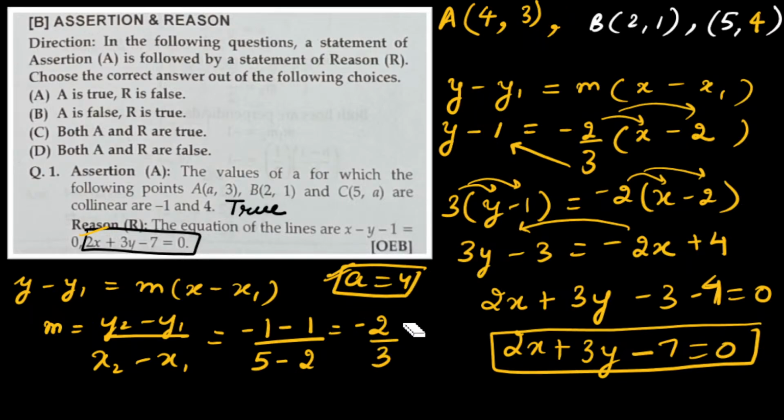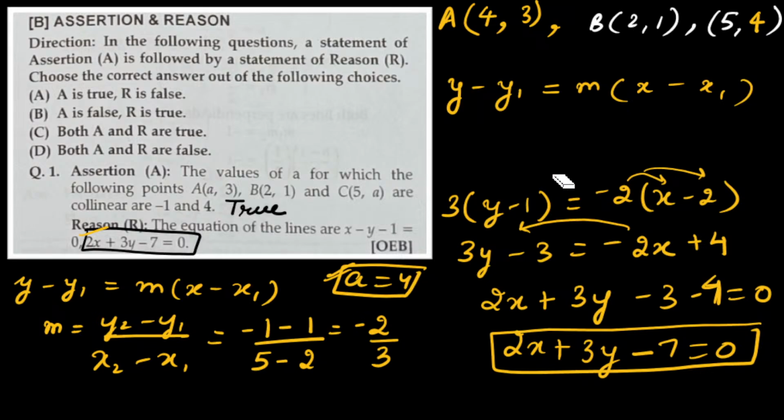You are solving the question along with me. My question is: if I am using the different value of A now, since I got two values of A, will I get the slope's value as minus 2 by 3, or will I be getting a different value? Just answer this question.